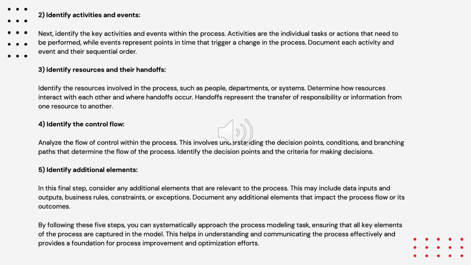And the final step is identifying additional elements. In this final step, consider any additional elements that are relevant to the process. This may include data inputs and outputs, business rules, constraints, or exceptions. Document any additional elements that impact the process flow or its outcome. By following these 5 steps, you can systematically approach the process modeling task, ensuring that all key elements of the process are captured in the model. This helps in understanding and communicating the process effectively and provides a foundation for process improvement and optimization efforts.